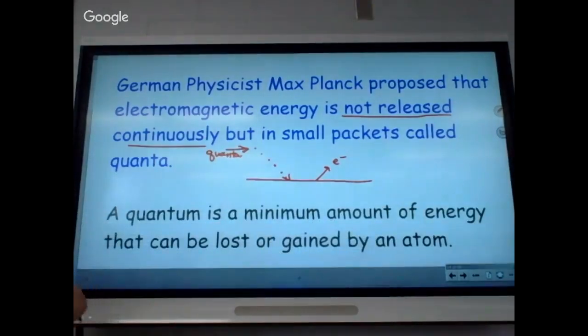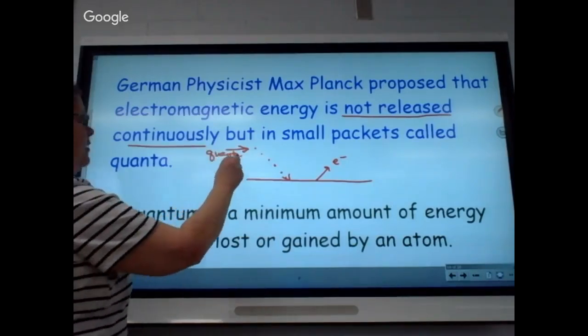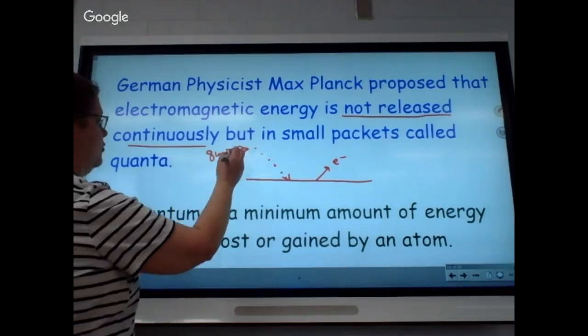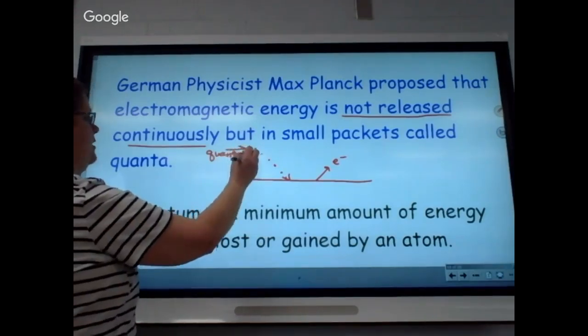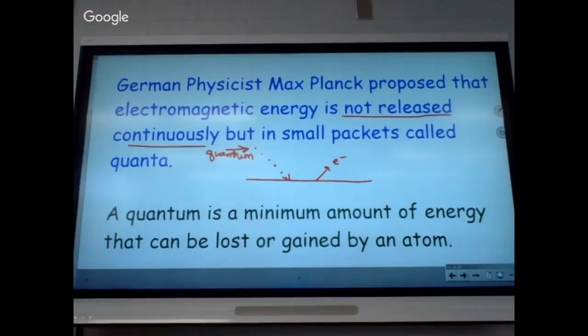So every dot is a quantum? Now, actually, I need to change it to a quantum because I used the wrong ending. Quanta is plural, and I'm pointing to a singular dot. Quantum is singular. I'm going to stop with the green. A quantum is a minimum amount of energy that can be lost or gained by an atom.